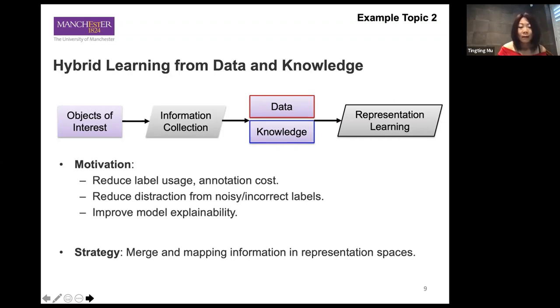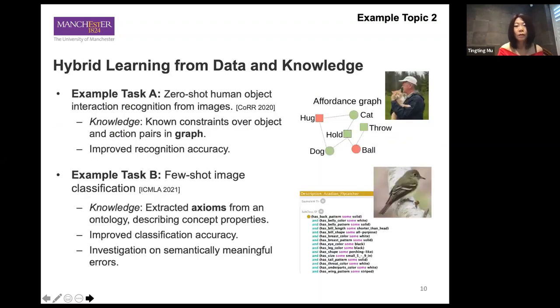To do this, our main strategy is to learn a representation space and merge and map information there.